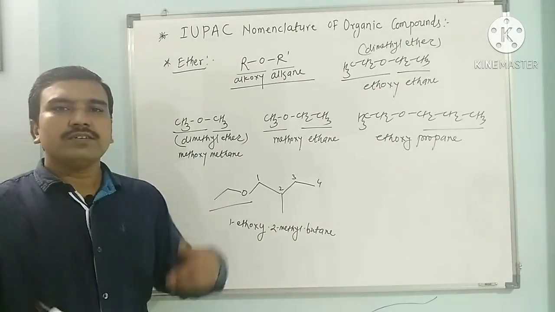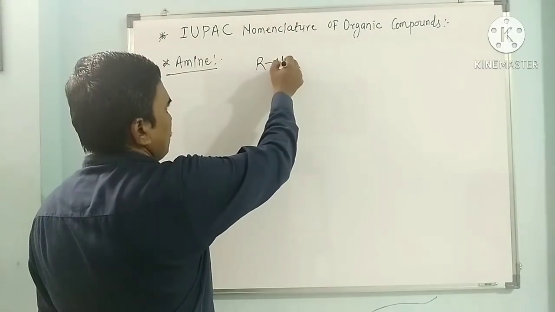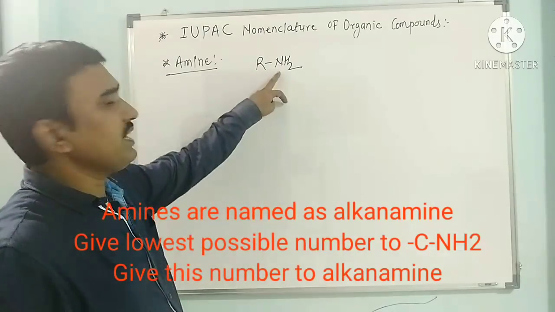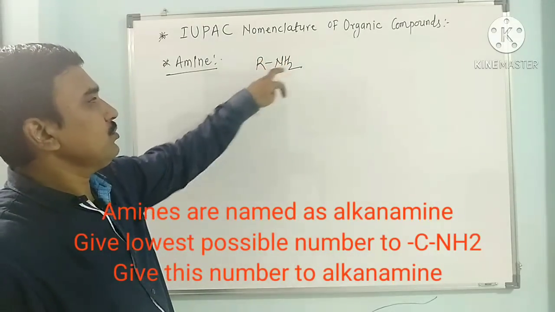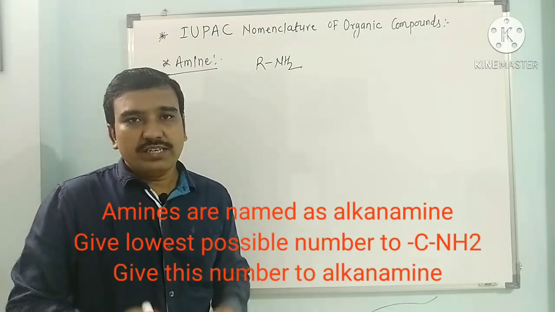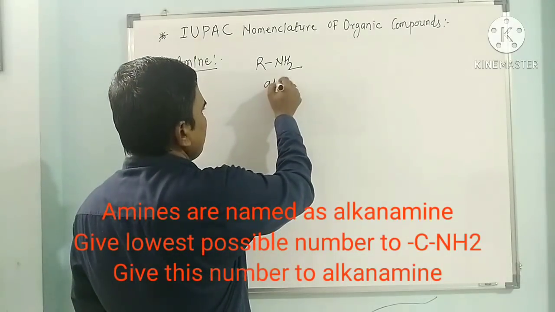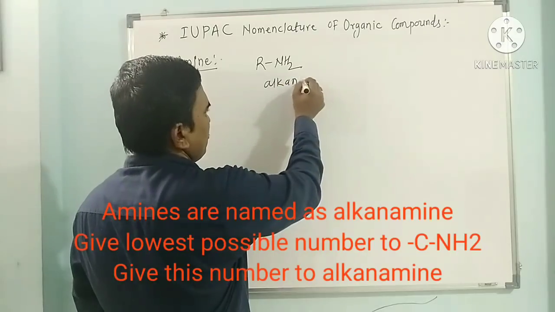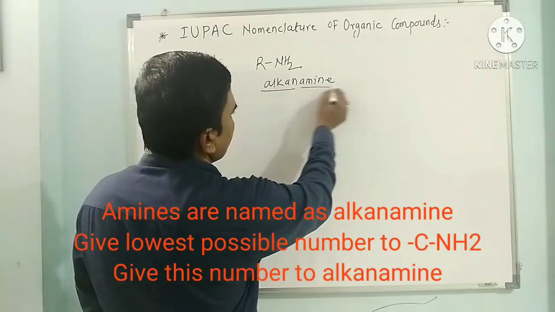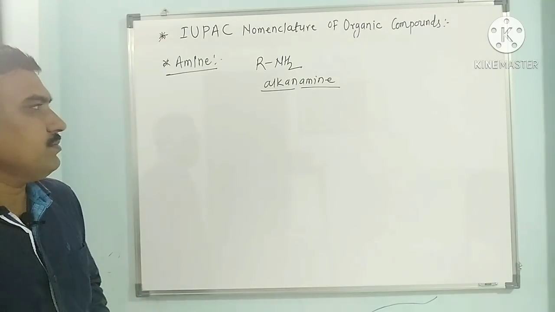Now we have to see amines. Amines are RNH2, having nitrogen. These are the amino group attached to an alkyl group. So these are called alkanamines. Alkanamine. The last E of the alkane is replaced by amine. So these are named as alkanamines.